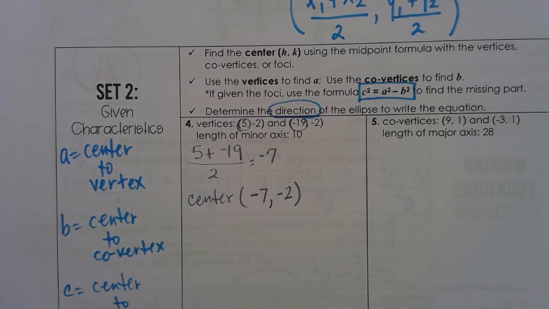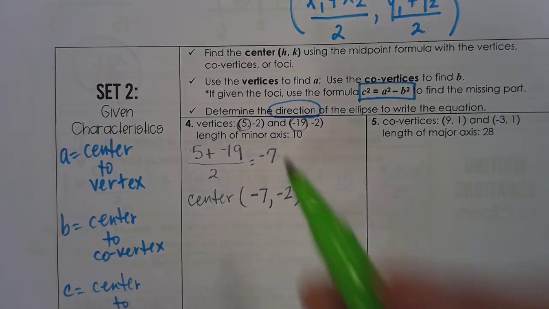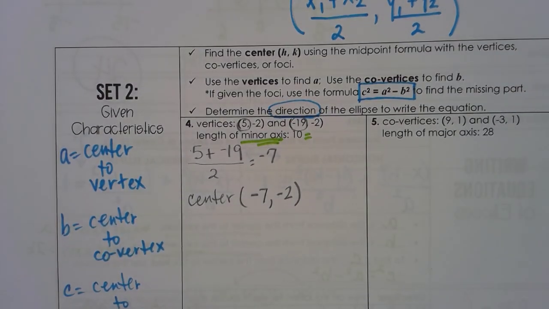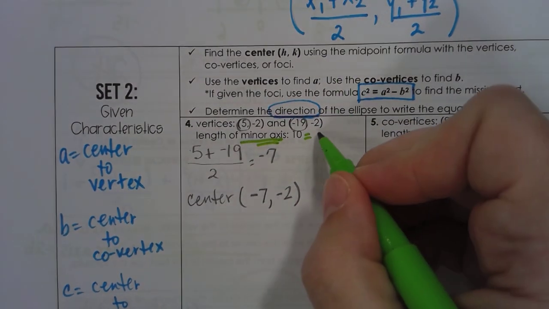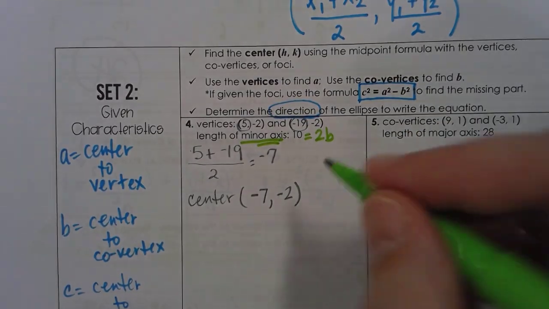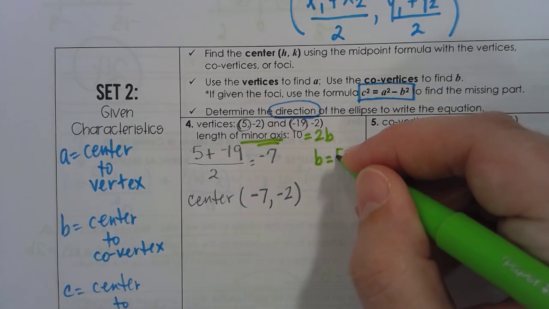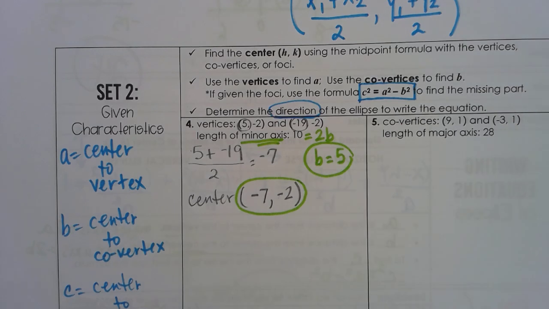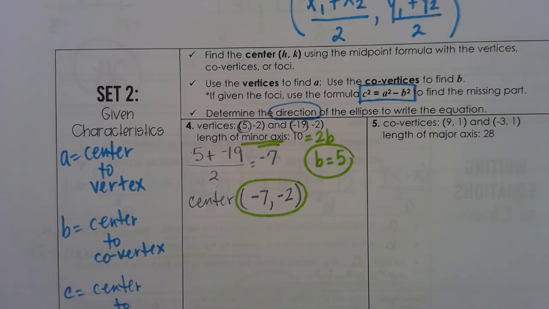Okay. The next thing they give us is the length of the minor axis. If they give us the minor axis, which value is that? Minor axis, is that 2A or 2B? 2B. So if 10 is 2 times B, then B is going to be 5. So we have B is 5. We have our center at (-7, -2). So the only thing we need now is A, right? And then we'll have all the things we need.